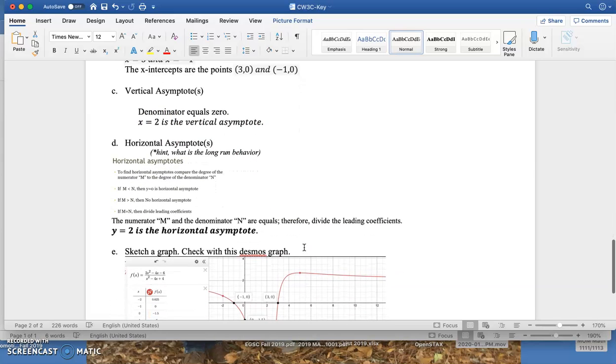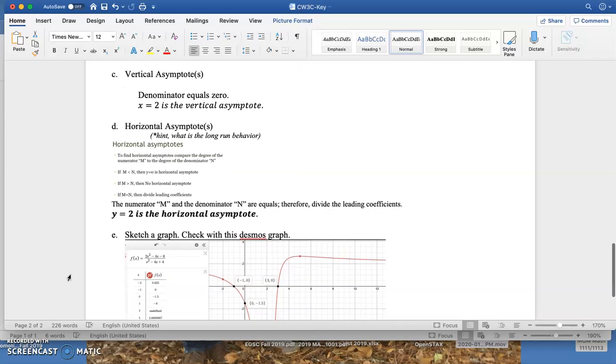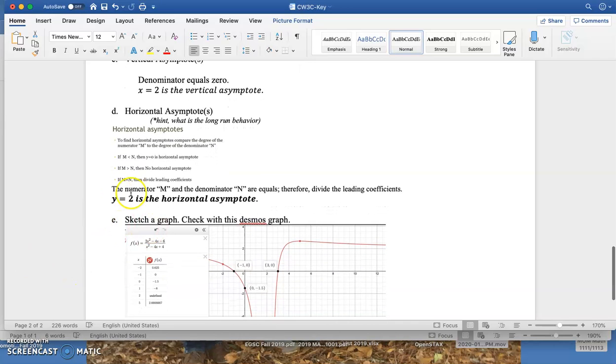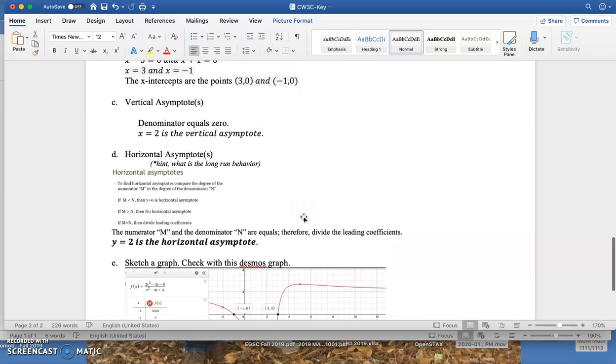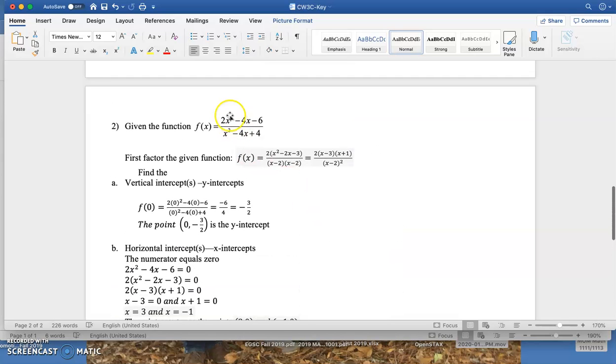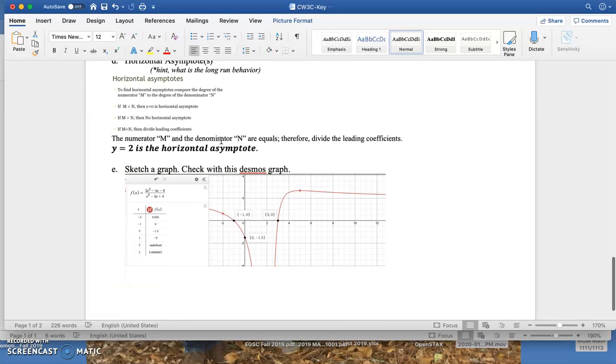It's a double 0, but it only has one vertical asymptote. The horizontal asymptote, I still don't like these. I think I would do better with D's and N's instead of an N meaning the bottom. But here they're the same. So when they're the same, you divide the leading coefficients. Okay, so the leading coefficients here are 2 and 1, and 2 divided by 1 is 2.